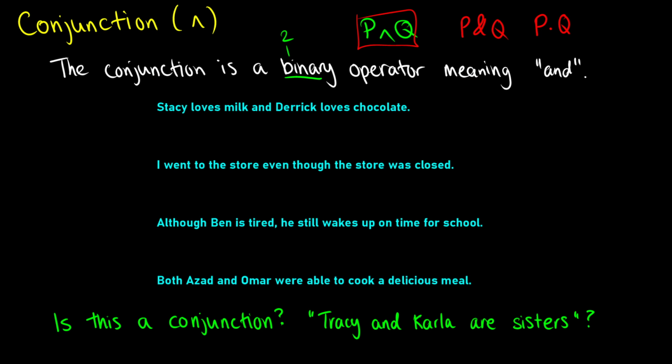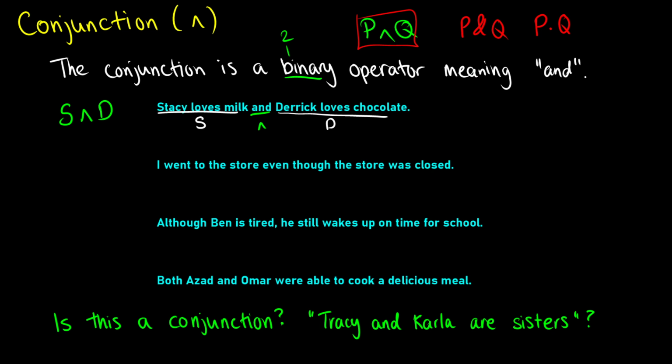So here's some sentences. Stacy loves milk, and Derek loves chocolate. Okay, so in this case, I'm going to give each proposition its own letter. So Stacy loves milk, I'm going to call this S for Stacy, and Derek loves chocolate, I'm going to call this D for Derek. So this connective and, this is where we use our and sign. So we can conjoin these two, and we would call this S and D. Okay, there's our first example.